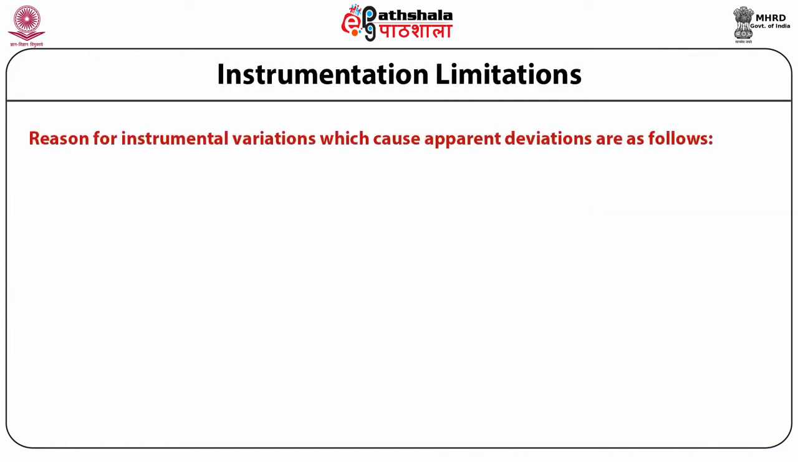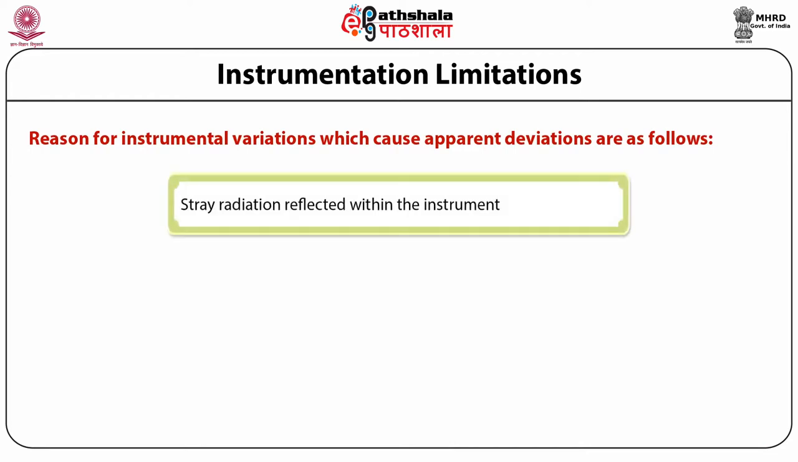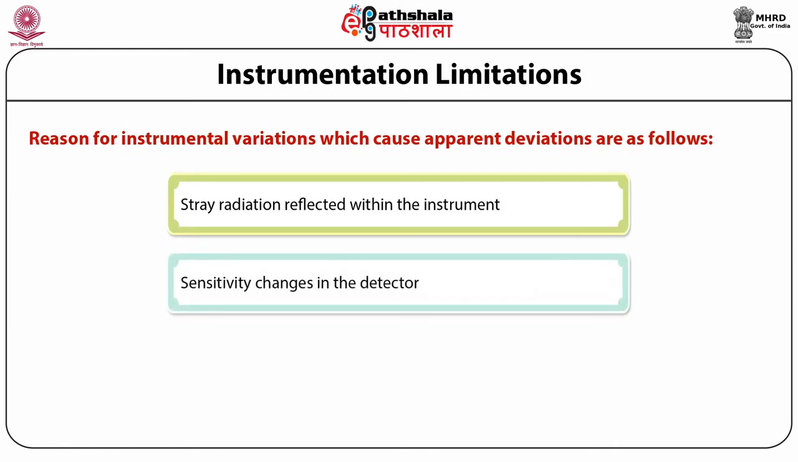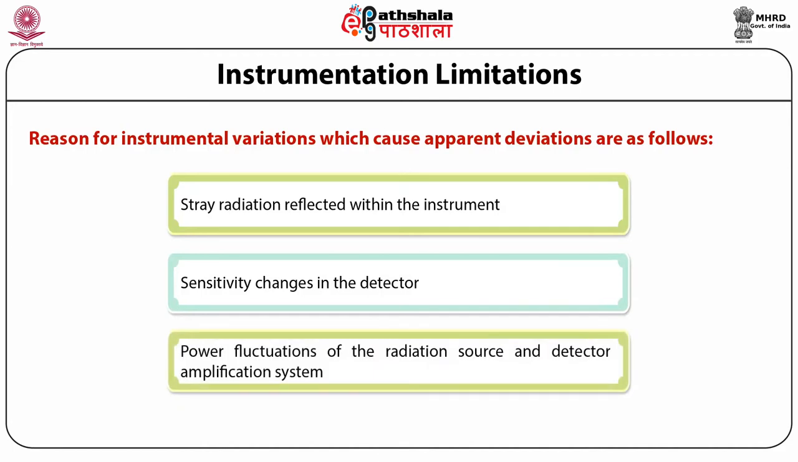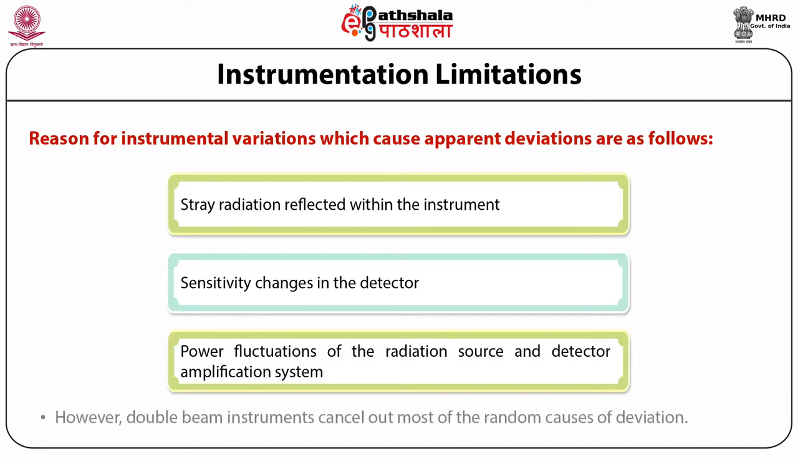Instrumental variations which cause apparent deviations are as follows: stray radiation reflected within the instrument, sensitivity changes in the detector, and power fluctuations of the radiation source and detector amplification system. However, double beam instruments cancel out most of the random causes of deviation.